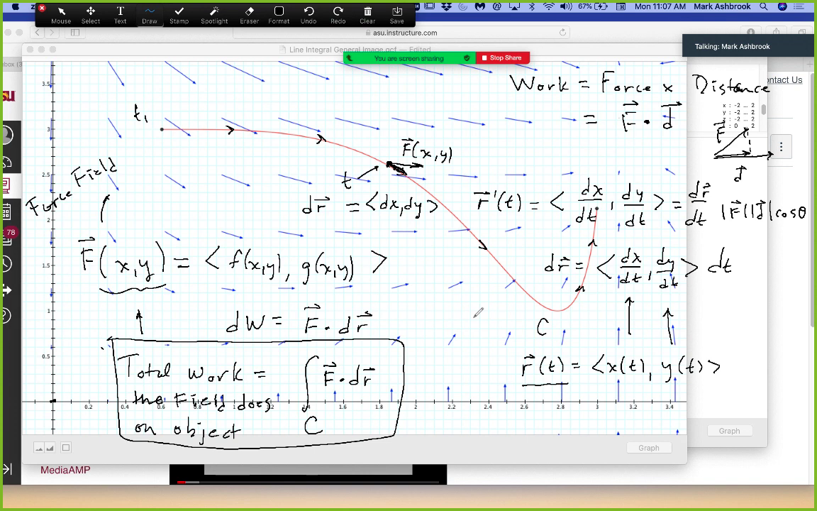Overall, will the wind do a positive amount of work on the car? In other words, will it help the car along, or will it do a negative amount of work on the car? It'll be positive.